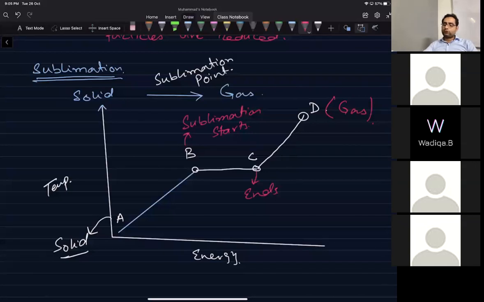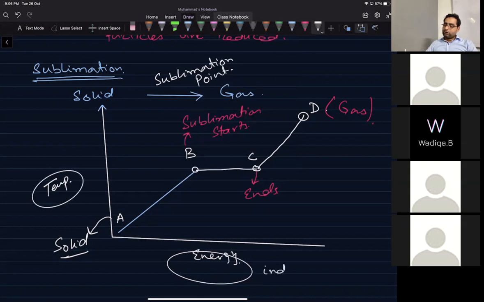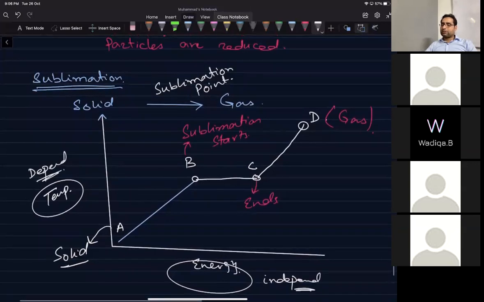After this heating curve we will move towards the cooling curve. Can we switch the graph axes in the cooling curve? No, no, no, not like that. This is temperature and energy, because energy is the independent value. The independent value is on the x-axis and the dependent value is on the y-axis. So temperature is dependent on energy. So these axes cannot be switched. So this is your heating curve for a sublime material, and when the temperature is constant, this is the sublimation point.